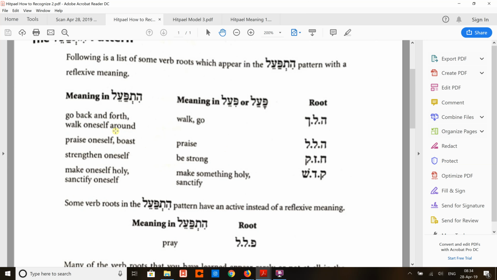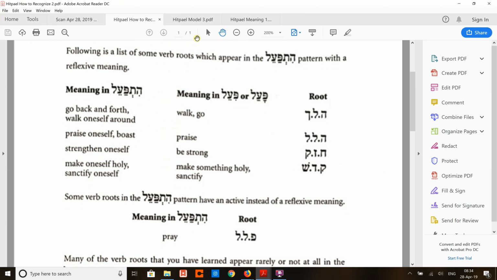And boast, in English, doesn't sound like it would be a reflexive kind of thing, but if you think about it, when you boast, you're really talking about yourself, right? If you're boasting about yourself. So it has this kind of reflexive meaning. Similarly with chazak, to strengthen oneself, or from kadash, to make oneself holy or to sanctify oneself, whereas in the piel, it means to make something holy or to sanctify something, okay? So here you can get a sense of how the hitpael changes these verbal roots to have more of a reflexive kind of meaning.